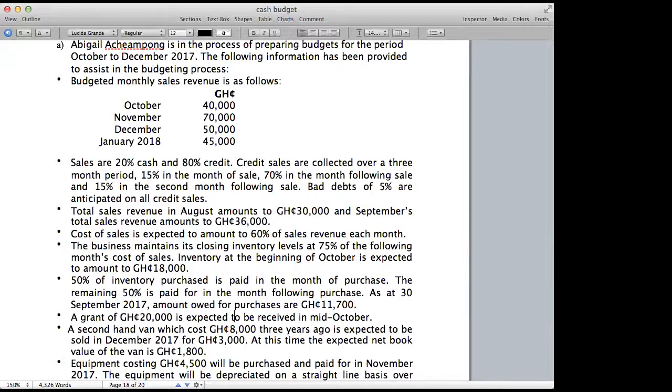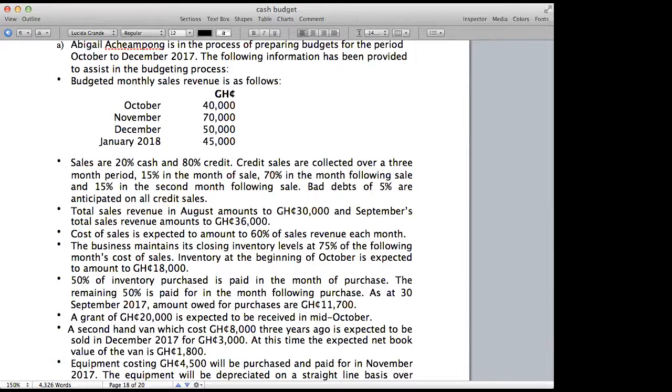Okay. Now let's see the next one. The business maintained its closing inventory levels at 75% of the following month's cost of sales. So it means that the closing inventory of the current budget period is 75% of the cost of sales of the next month. Remember that question 12 that we did last week had the same terminology in there. So it's like an advancement. Okay, so that's fine.